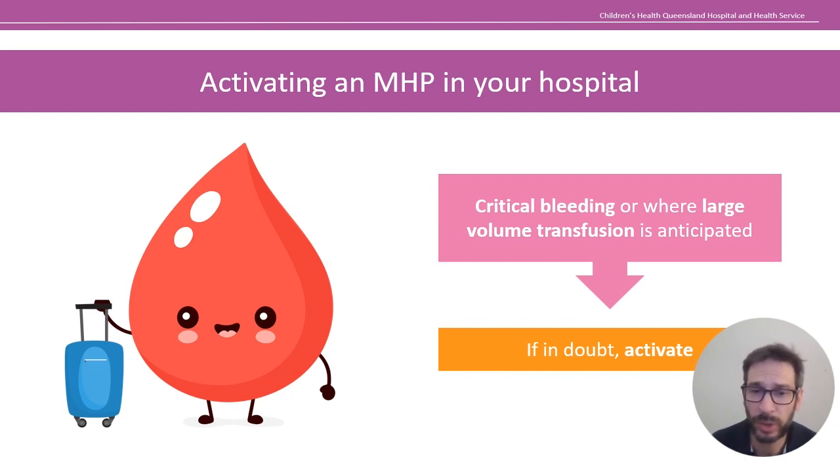So the guideline for quick QCH in particular is pretty liberal. It just says if you have critical bleeding or where large volume transfusion is anticipated, they'd rather have you activate it. And I think that's pretty fair.